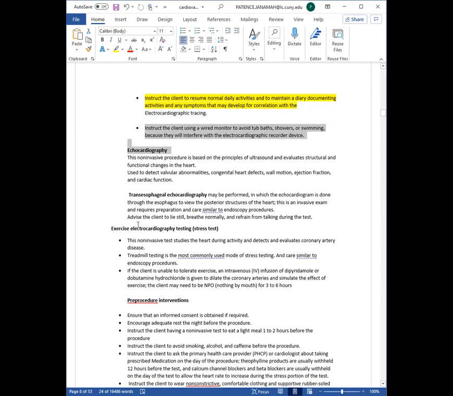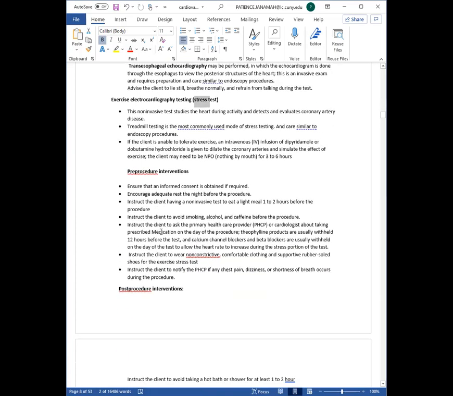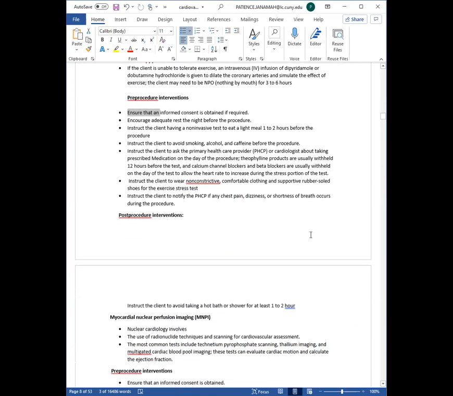Now we have exercise. This is the stress testing. This is when you tell a patient to go and do running on a machine to see how much their heart can endure the stress. So you have the patient run and you get their vital signs to see how much their heart is racing. When you do exercise, it causes an increase in your heart rate. With this procedure, you have to ensure that an informed consent is obtained at all times. We don't get the consent, but we can reinforce education on consent. LPNs can reinforce education. So you need to know the idea before you can reinforce.